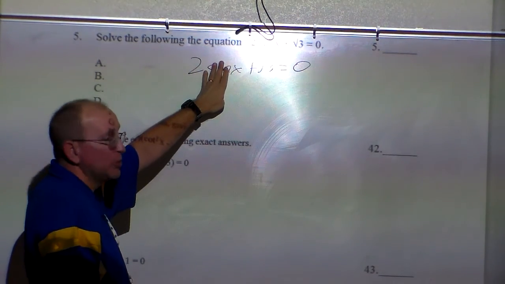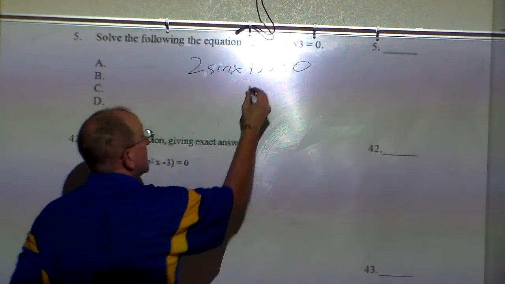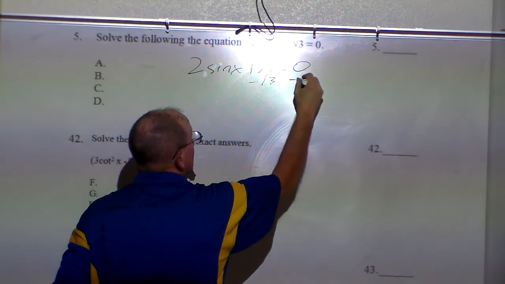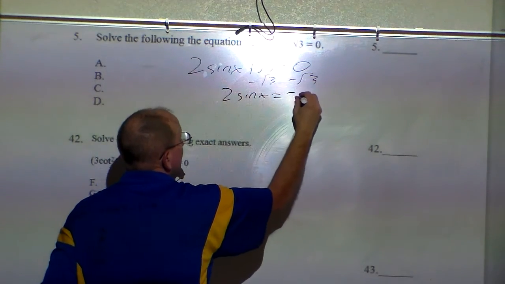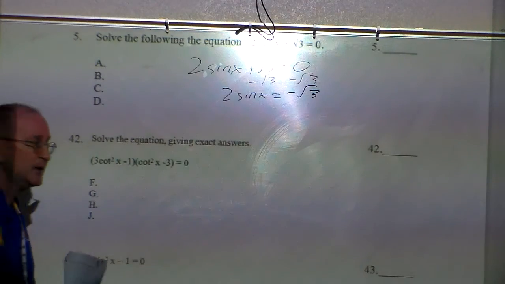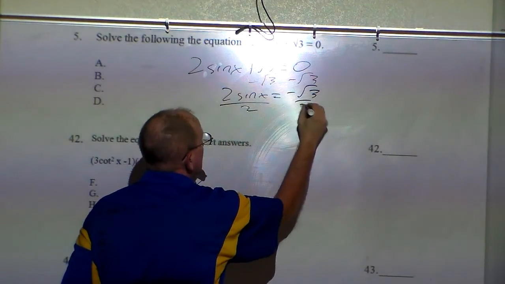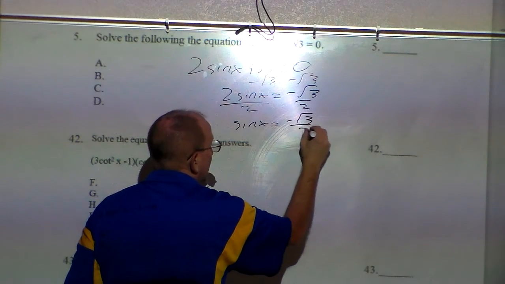If it was 2x plus the square root of 3, what would you have to do to solve it first? You would simply subtract what from each side? Square root of 3. So then you would have 2 sine x equals negative square root of 3. And then you would have to what? Divide by 2. So where does sine x equal negative square root of 3 over 2?